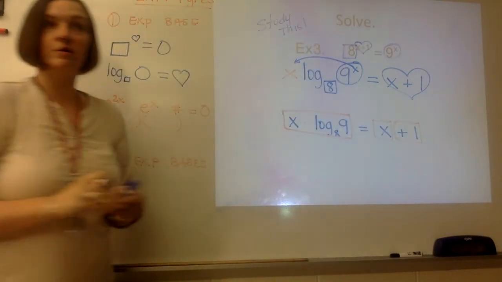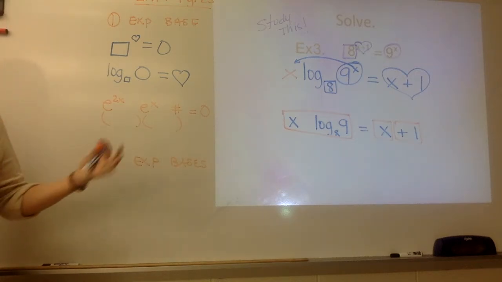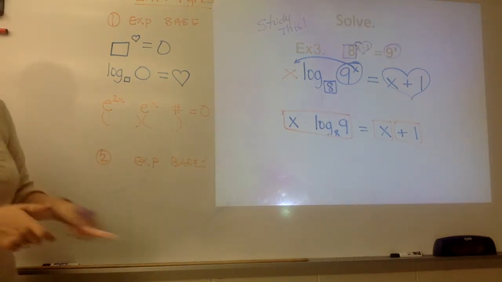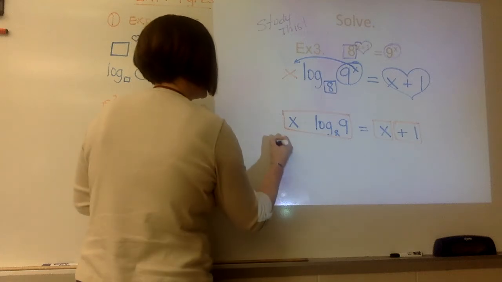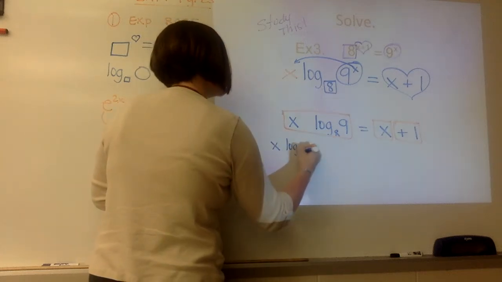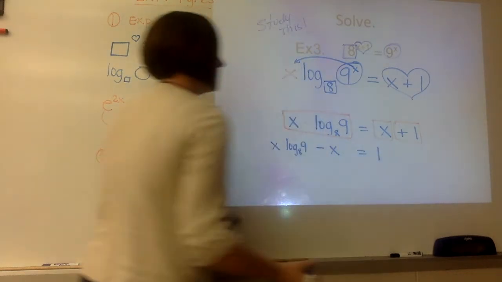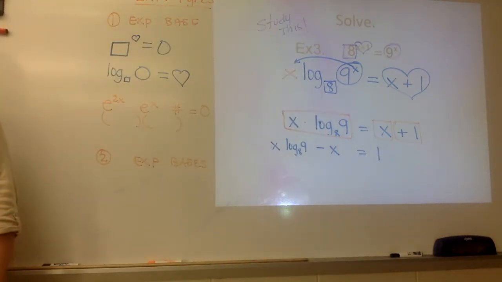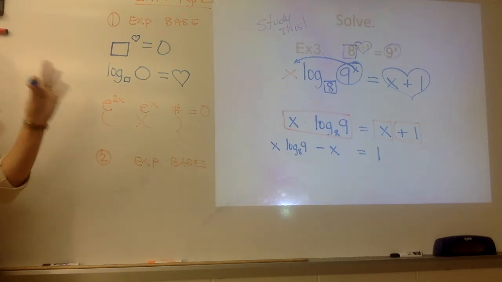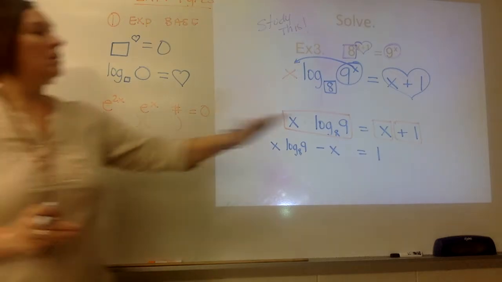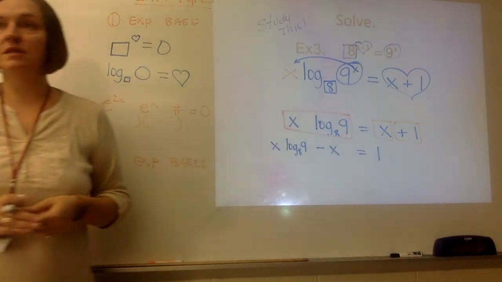So look at the placeholders. In order to solve for x, they all have to be on the same side. We know this from previous problems. So I'm going to say, okay, x log base 8 of 9 minus x is equal to 1. Anybody have a question about that? I'm moving the people around. I'm putting all the x people on the left. All of your x people move to the left.